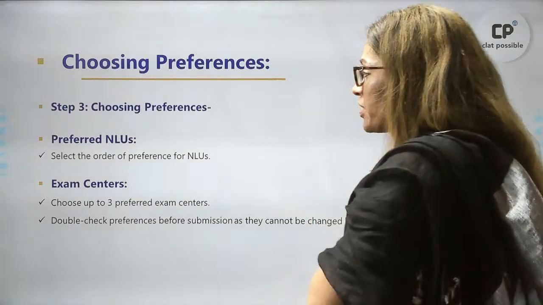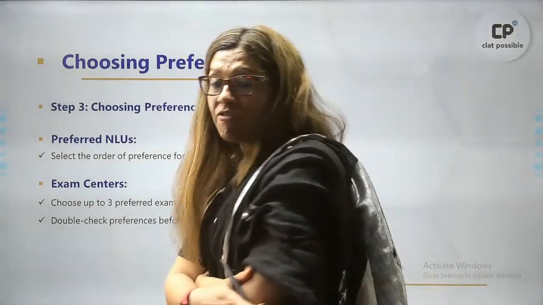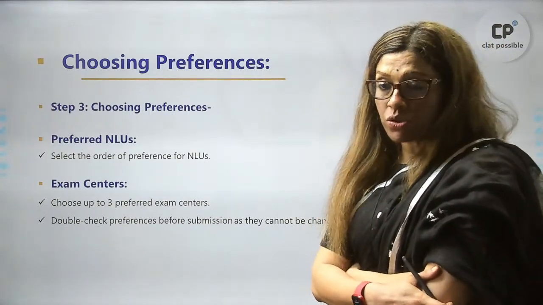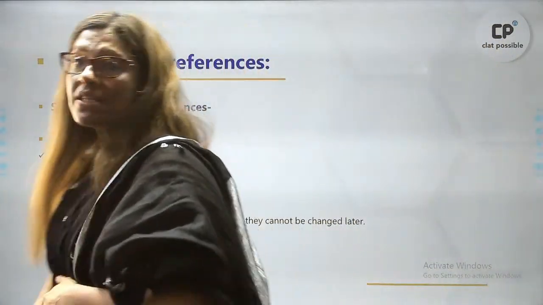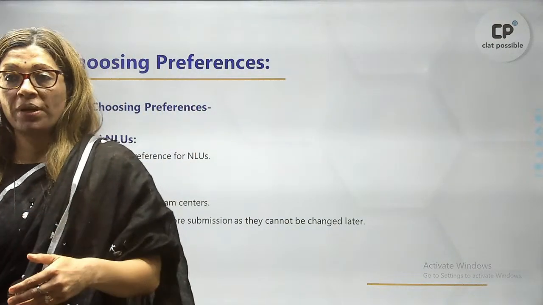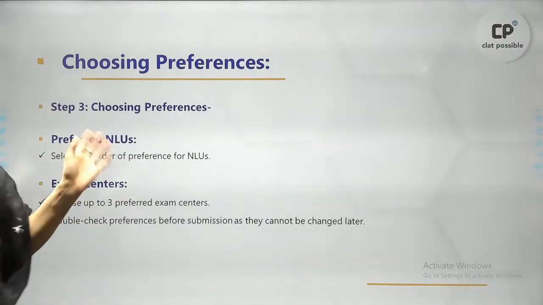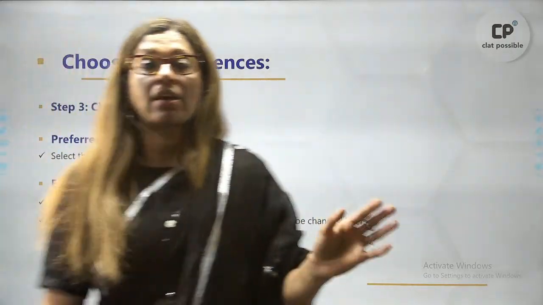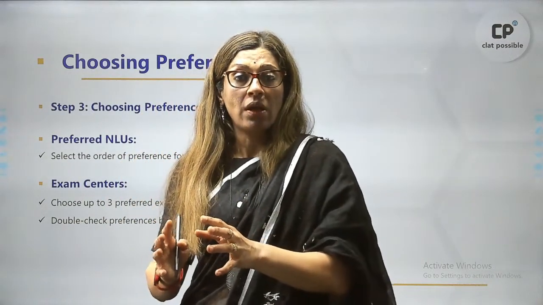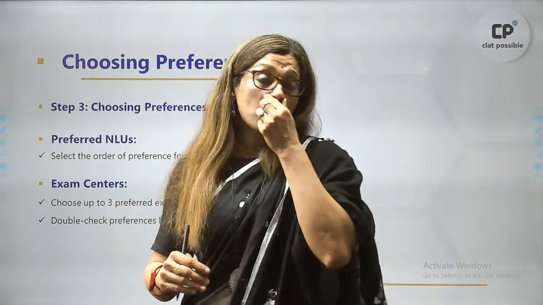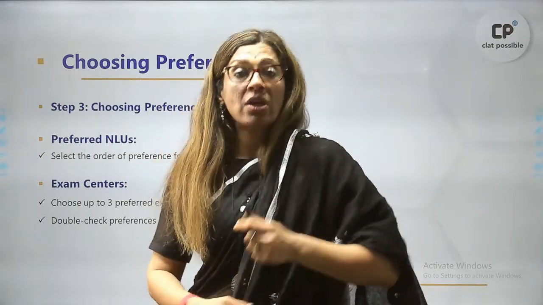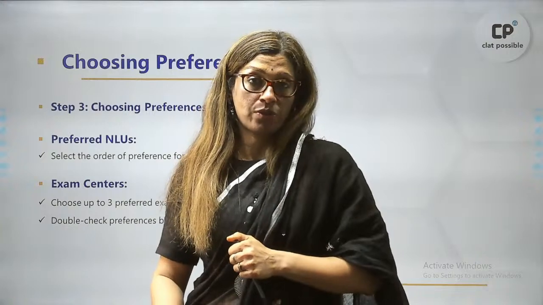Now, choosing your preferences. If you have to select the order of NLUs, what should it be? Now, please remember, you cannot change this at this moment. You have to select the preferences or write down the preferences, which means that if the NLUs are filled up in the wrong order, then you have to live with it. Please note, after you have filled the preference list, you cannot change the order of NLUs.